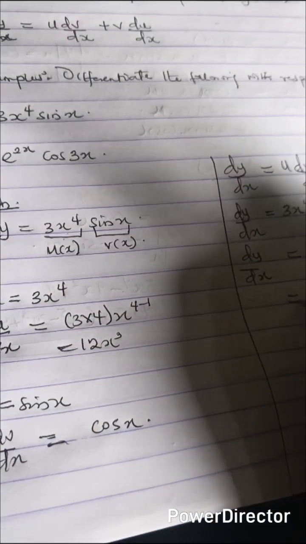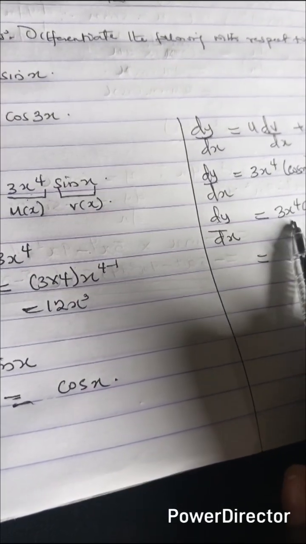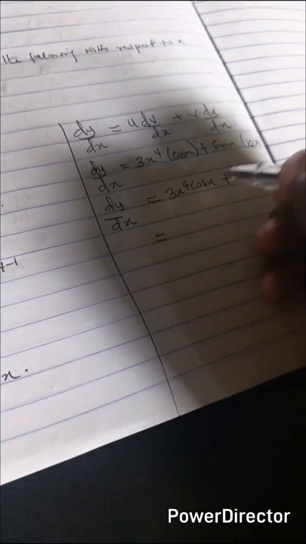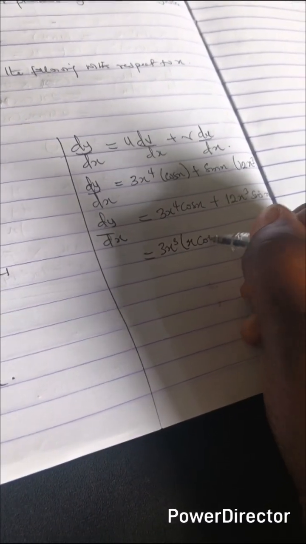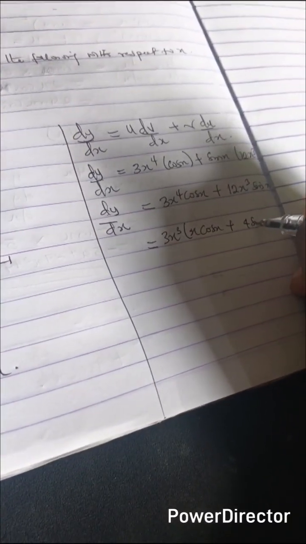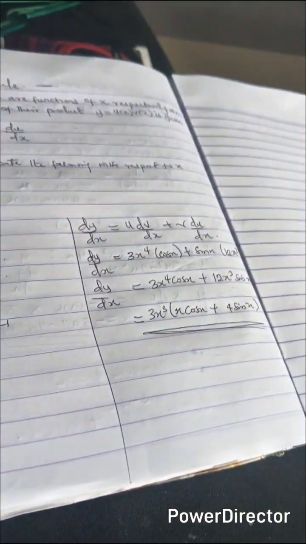If you want to factorize common terms out, you can see here 3x cubed can go in these two terms. If you factorize 3x cubed out, what do you have left? You'll be left with x cos x here, and then you'll be left with 4 sine x here. And that gives us the final answer for that question.